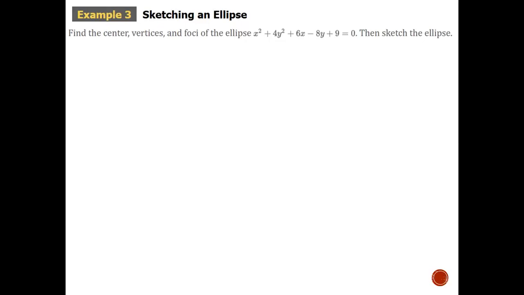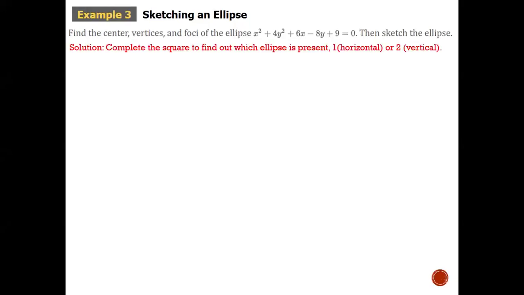Okay, sketching an ellipse, another example. We're going to find the center, vertices, and foci of this ellipse and then sketch it. Well, if you notice, it is not in the form we're used to, so we're going to complete the square again on this one. Find out which ellipse is present after we complete the square. It's going to help us with that.